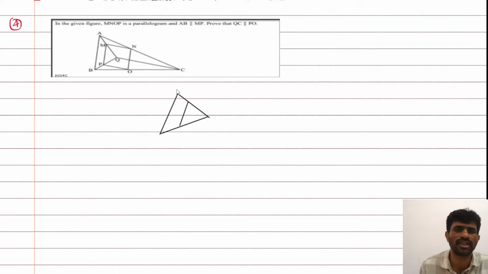We have it like this. This is A, this is O, this is B, this is M, this is P. In the question, it is mentioned that AB is parallel to MP. So when AB is parallel to MP, by the basic proportionality theorem, what we can get, I am writing directly.